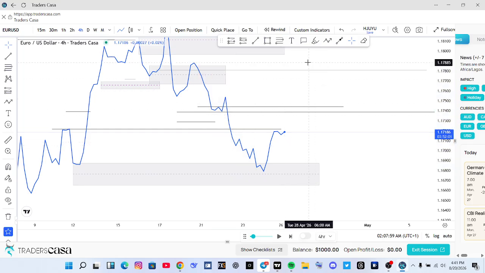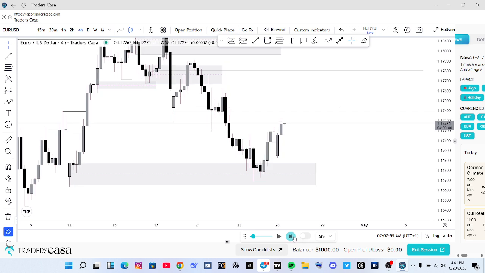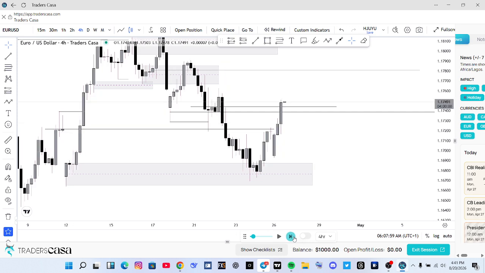Now I'm staying on the 4-hour time frame because majorly we are day traders and we trade majorly based on 4-hour structure. Okay, so now let's wait for price to come to any of these zones. Price is here already.